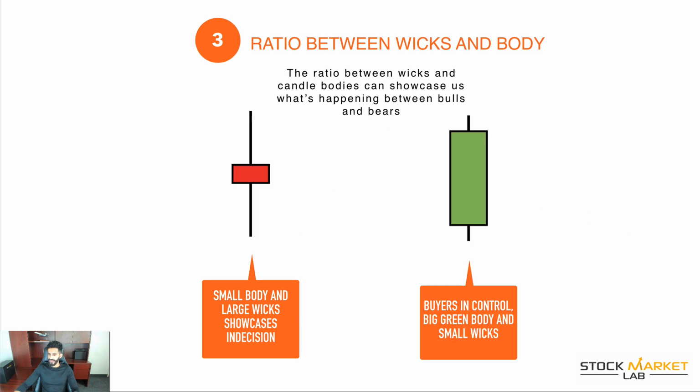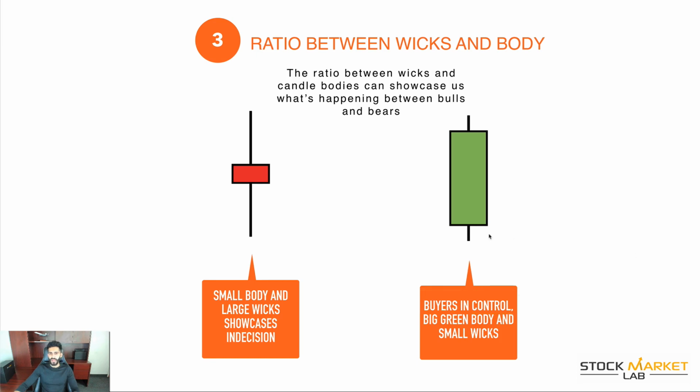Right here, you can see small wicks, huge body. What color is the body? Green. Huge green body with small wicks showcases buyers are in control. So that's the next concept. Understanding ratio between wicks and bodies is very important.